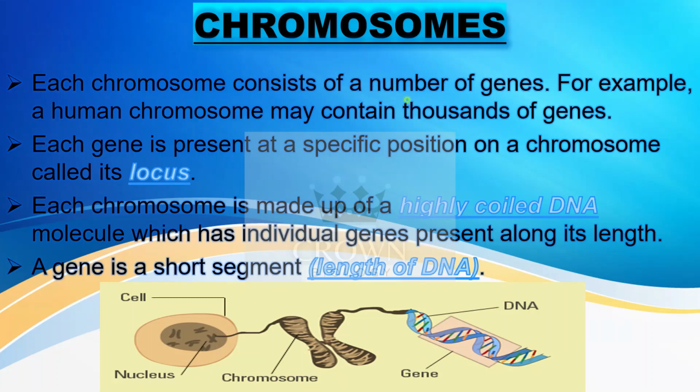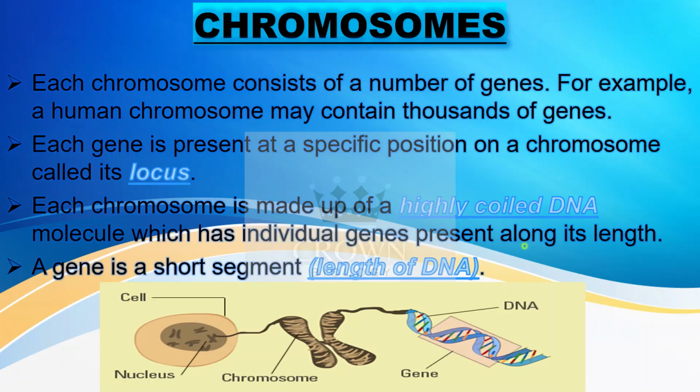Each chromosome consists of a number of genes. For example, a human chromosome contains thousands of genes, and these thousands of genes are responsible for controlling the characteristics. Each gene is present at a specific position on a chromosome called its locus. So there is a specific position on a chromosome where the gene will be present, and that specific position is termed as locus.